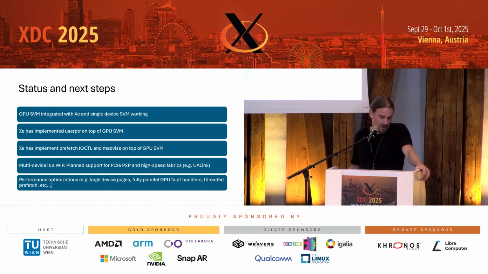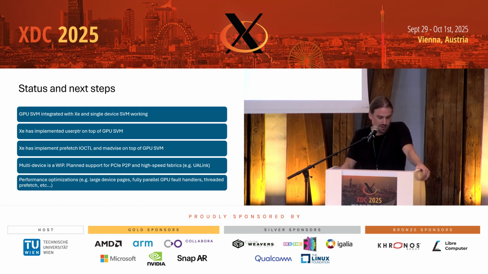We have multi-device. That's a work in progress. I think it's going to be posted, honestly, any day now by my colleague Thomas. The plan is to start with PCI peer-to-peer with multiple devices, and then once we have hardware for it, build in support for a high-speed fabric, like UA-Link. We have some performance optimizations upcoming.